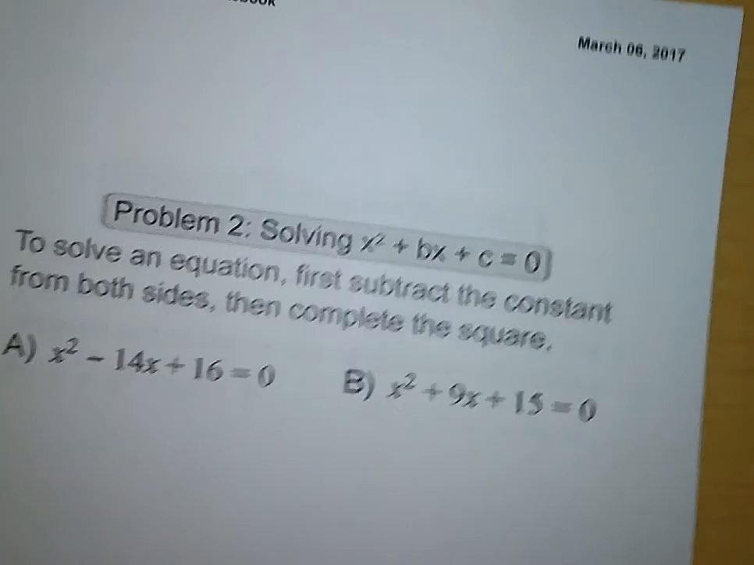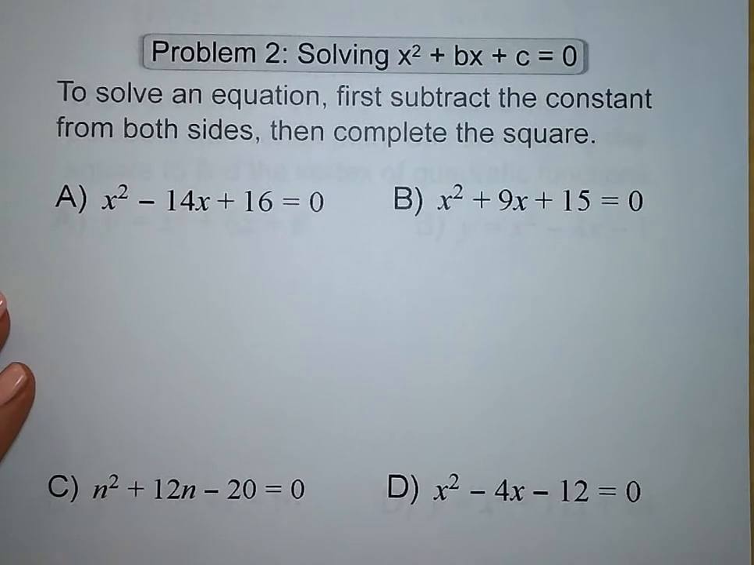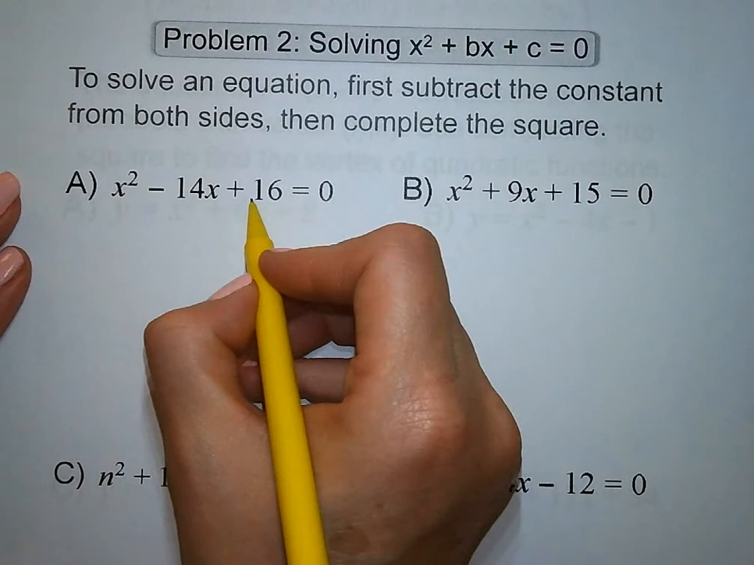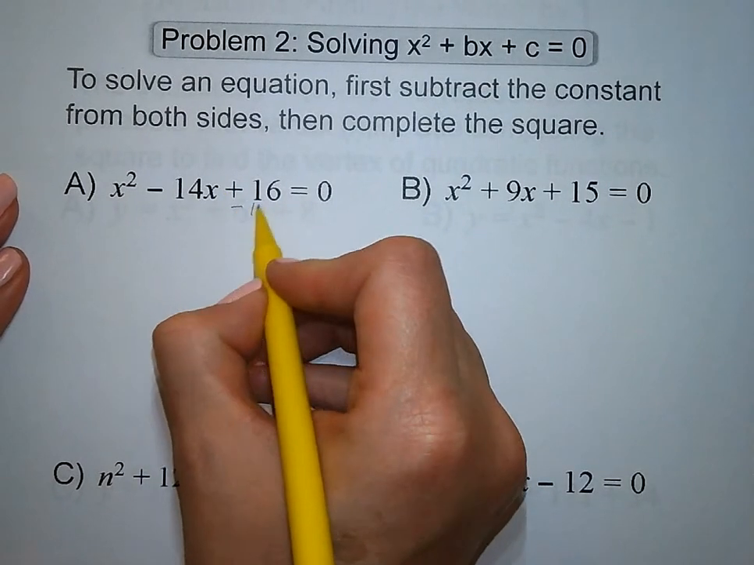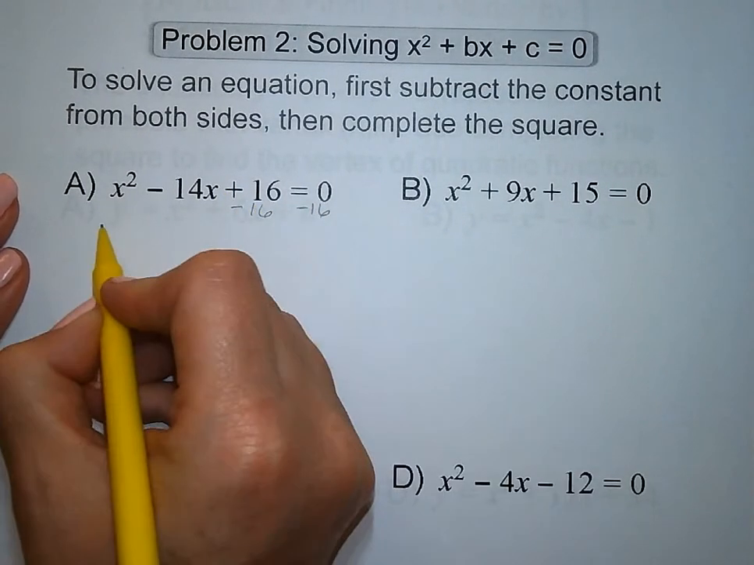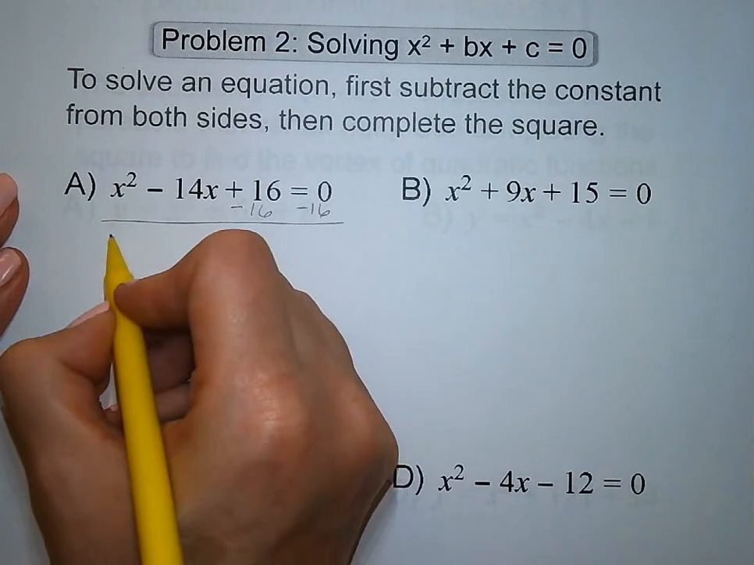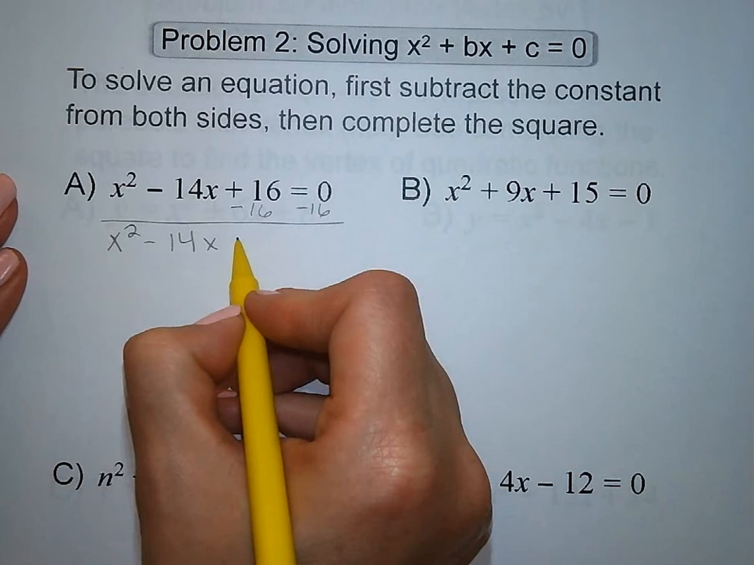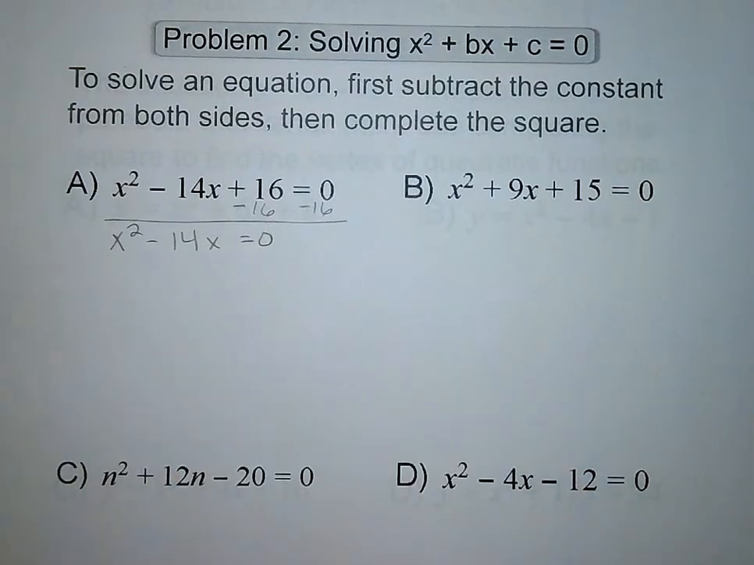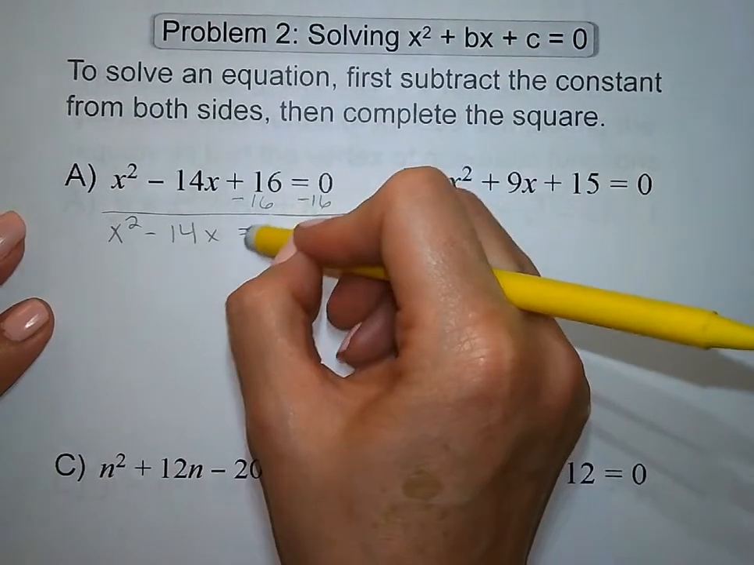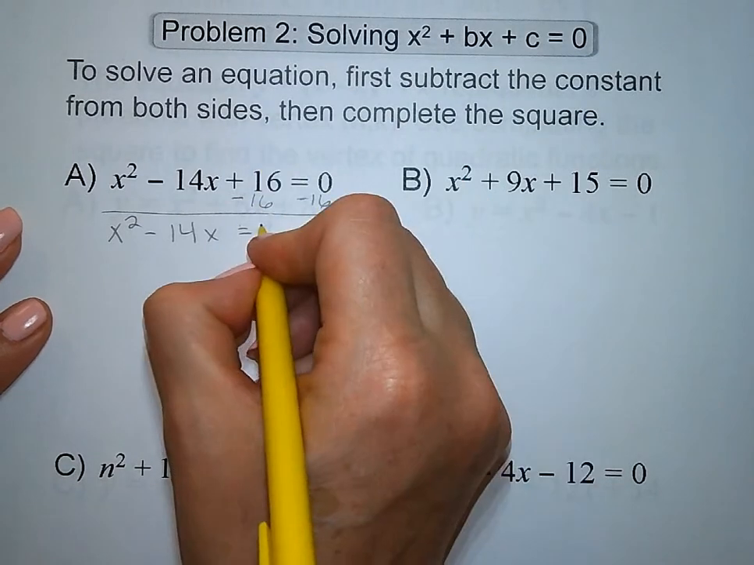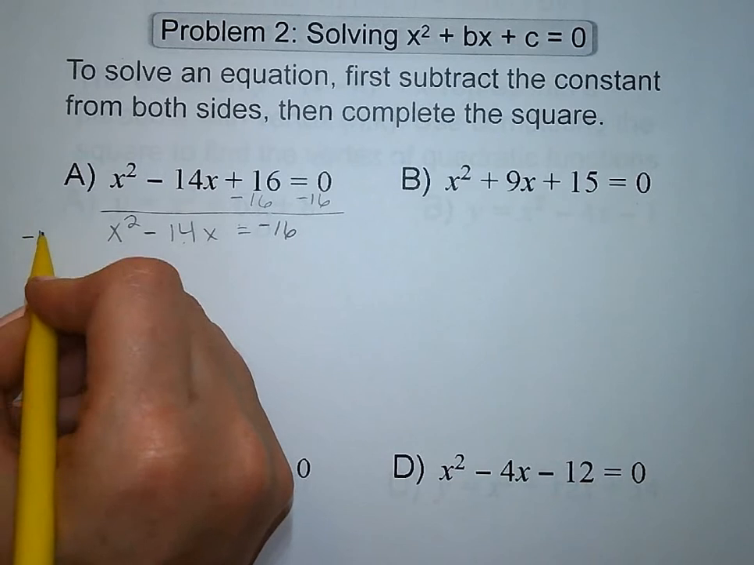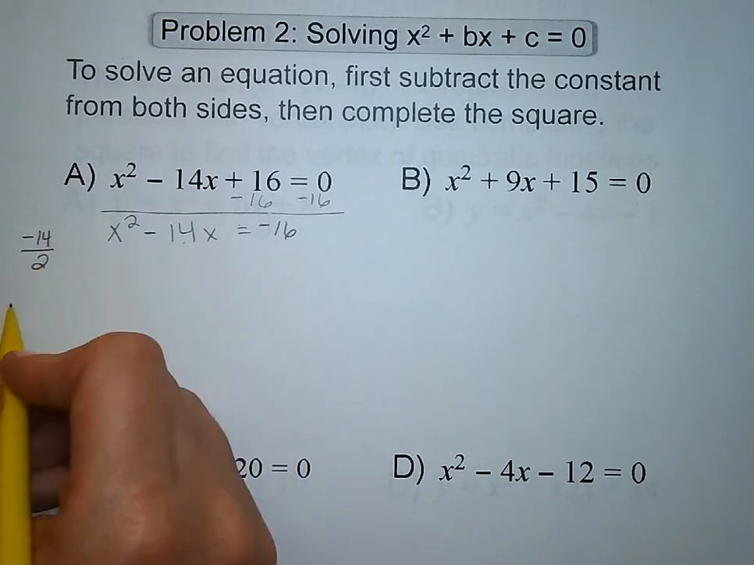So we can use completing the square to solve an equation. First we want to get the constants off to the side, so then we have a blank canvas to do our completing the square. So we're going to start by subtracting 16. X squared minus 14x equals negative 16. So now we have an equation that's in the form x squared plus bx, where we can complete the square.